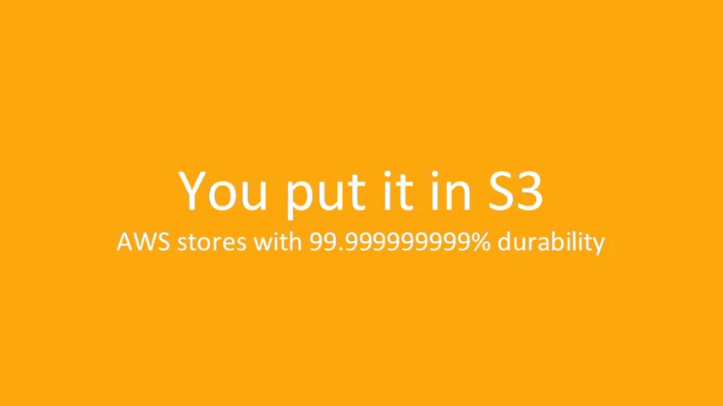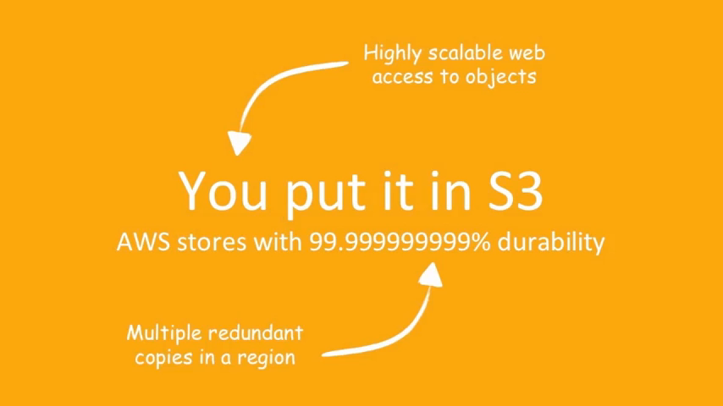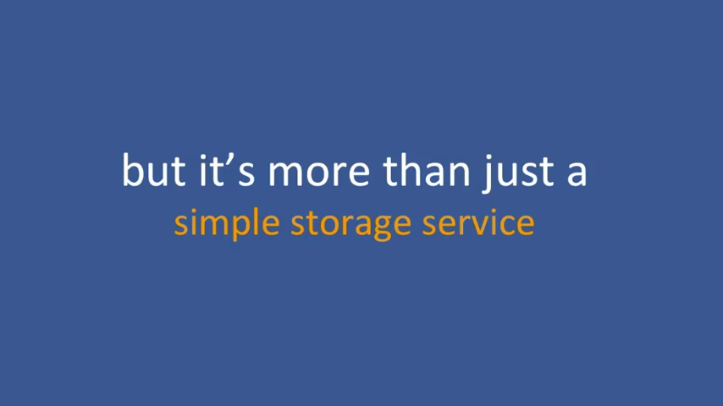So the idea being really, and if you look at what Spotify do, is they put stuff in S3. And we store it with what we call 11 nines of durability. The durability being the probability of loss of data over a given time period. So that's a significant technical infrastructure behind the scenes to make that happen. Because we have a highly scalable web access to your objects, so you can retrieve your objects at extremely high volumes and rates when you put things into S3. And we're storing those in multiple redundant copies in a region behind the scenes. But it's more than just a simple storage service.